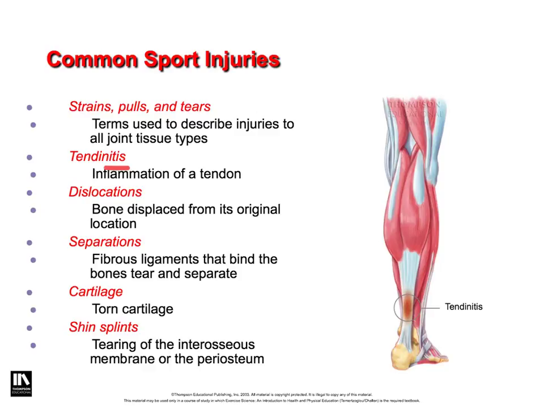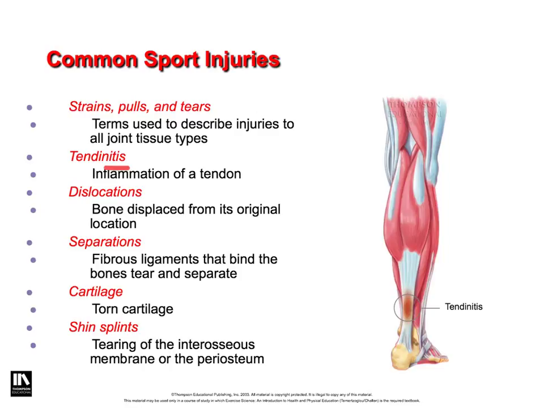Laryngitis is inflammation of the larynx. Pharyngitis, inflammation of the pharynx. Arthritis, same thing. Dislocation: bones displaced from their original location. So for example, if the head of the humerus comes out of the glenoid fossa of the scapula, then that would be a shoulder dislocation.